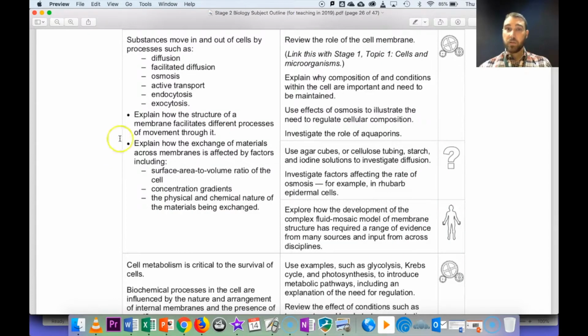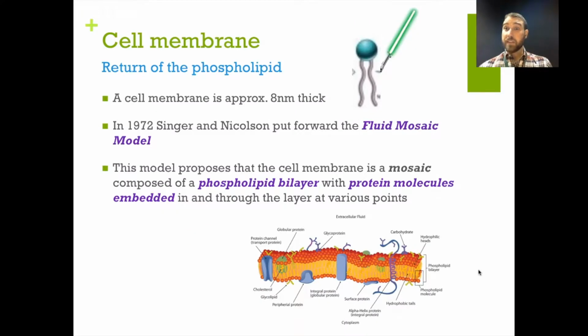So in science understanding, we're going to look at how substances move in and out of cells by diffusion, osmosis, active transport, endo and exocytosis, and explain how the structure of the membrane allows this to happen, and talk about how movement is affected by surface area to volume ratio, concentration gradients, and the nature of the substances being exchanged. So let's talk about the structure of the cell membrane.